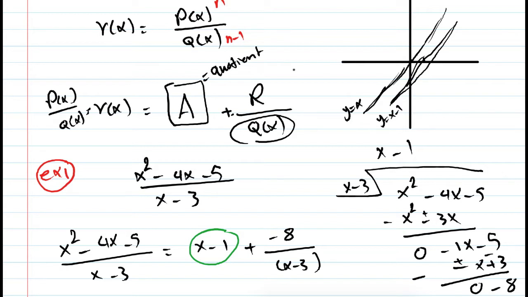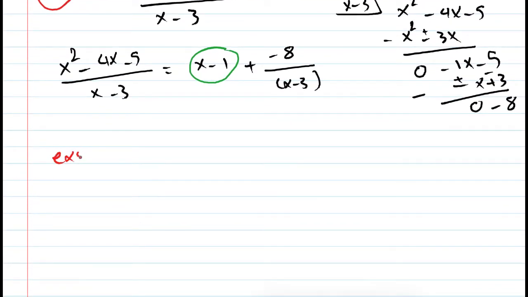Okay, that is basically how we find slant asymptotes. When we have a rational function such that the degree of the numerator is 1 more than the degree of the denominator, then when we do the division, the quotient will be the equation of the slant asymptote. Okay, so let me give you another example. So example 2.